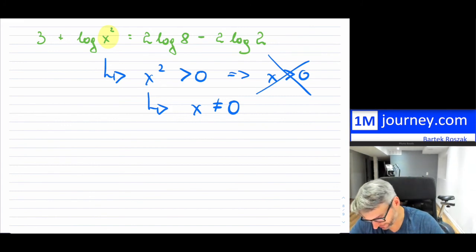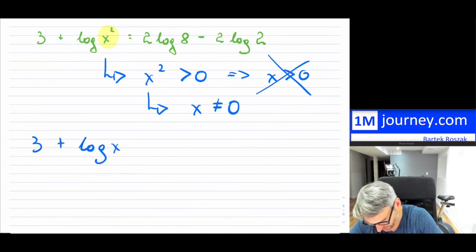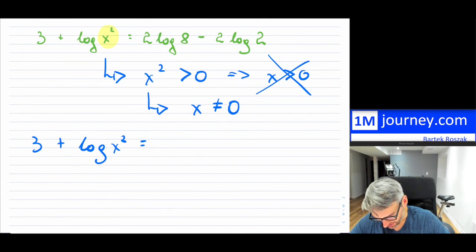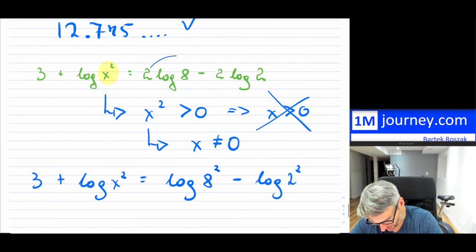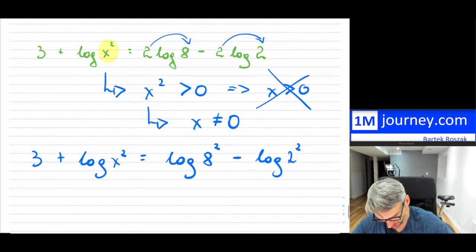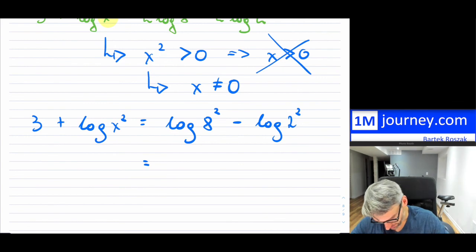Okay, so let's solve it. So what do we have in here? 3 plus log x squared. I can't really do anything there. Just looking here, I'm using the properties. So I'm going to bring back that 2 as the exponent, so the right side is log of 8 squared divided by 2 squared. So again, that's another property.